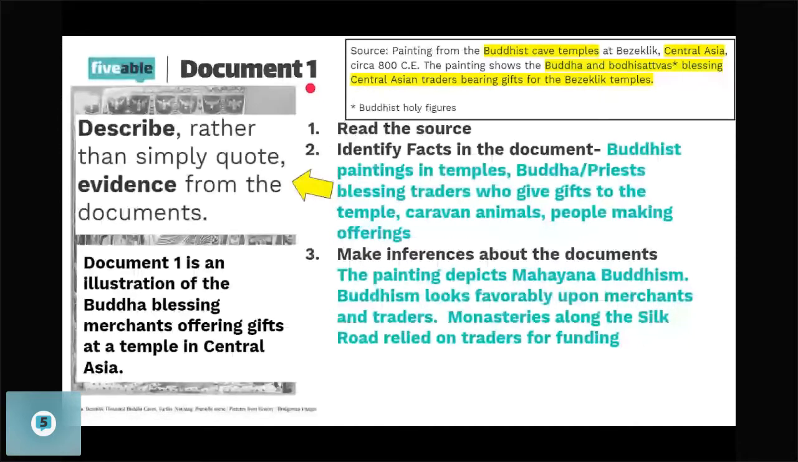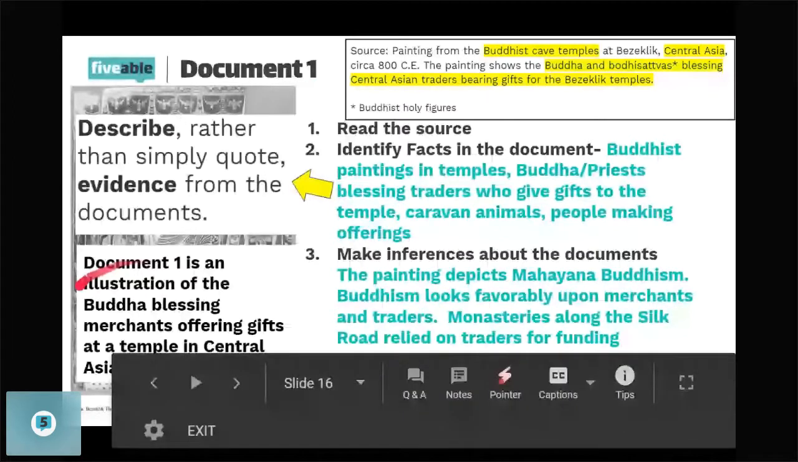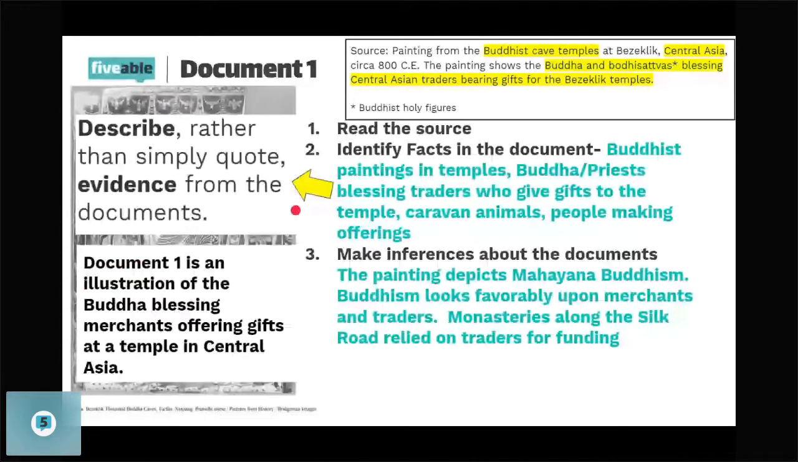Okay, so my facts become my description. What I came up with is: document 1 is an illustration of the Buddha blessing merchants offering gifts at a temple in Central Asia. So you can see I'm merely describing what is happening in the document. There's no argumentation, not a whole lot of interesting thoughts going on. And if you do this 3 times, you get a point. So it's not too hard.